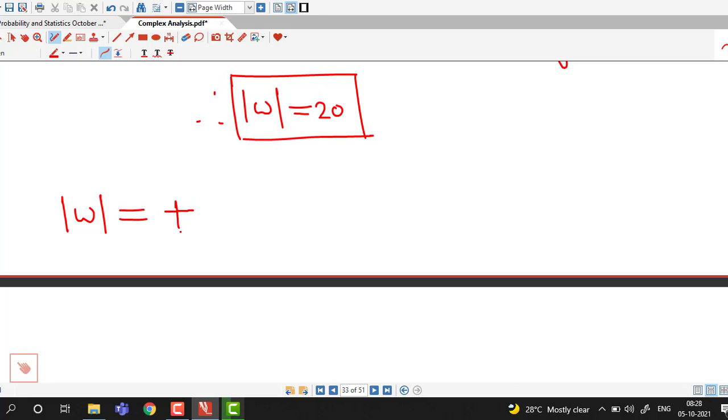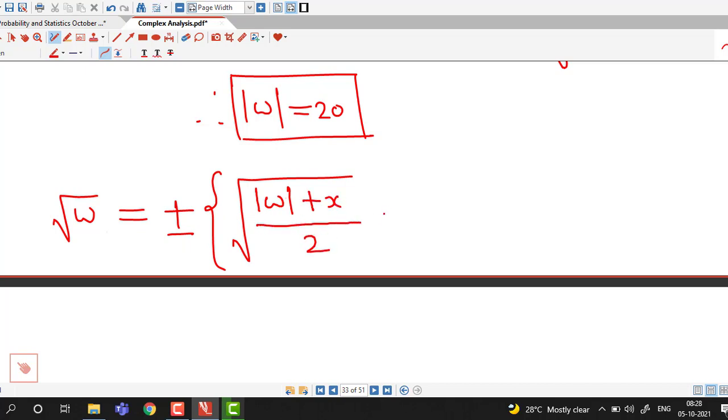So now we write the formula for square roots of a complex number. So it is plus or minus square root of, here I have to write the square root of complex number w. So this is the shortcut formula for finding square roots of a complex number. Here we write mod w plus x divided by 2, plus sign y into i, and in this square root we consider mod w minus x divided by 2.